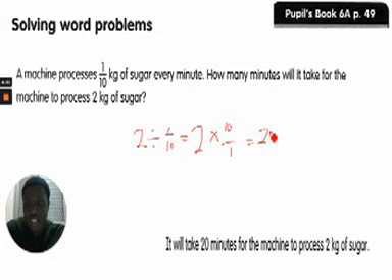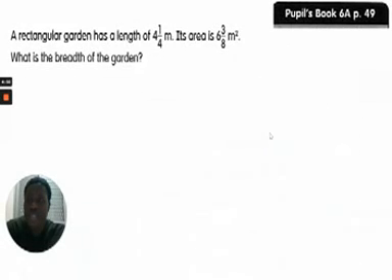I hope you understand. Come with me and let's do more examples. Now, at page 49 again, a rectangular garden has a length of 4 whole number 1 over 4 meters. Its area is 6 whole number 3 over 8 meters squared. What is the breadth of the garden?